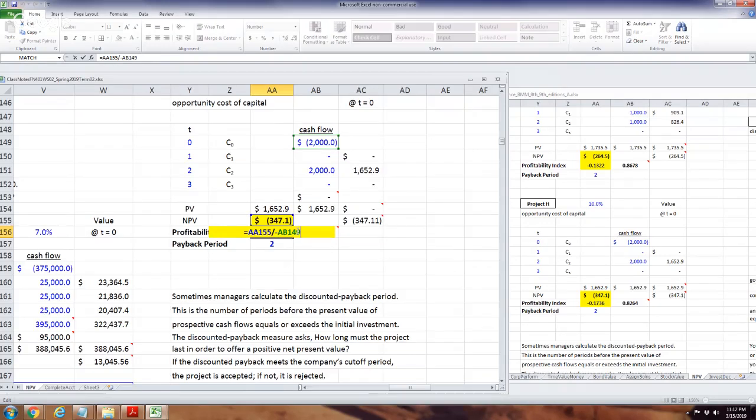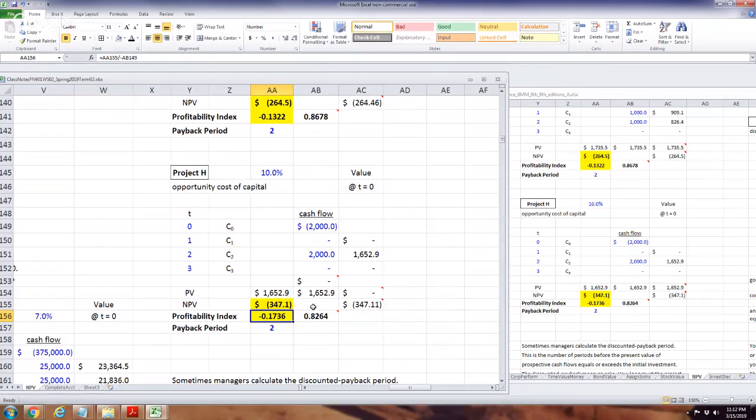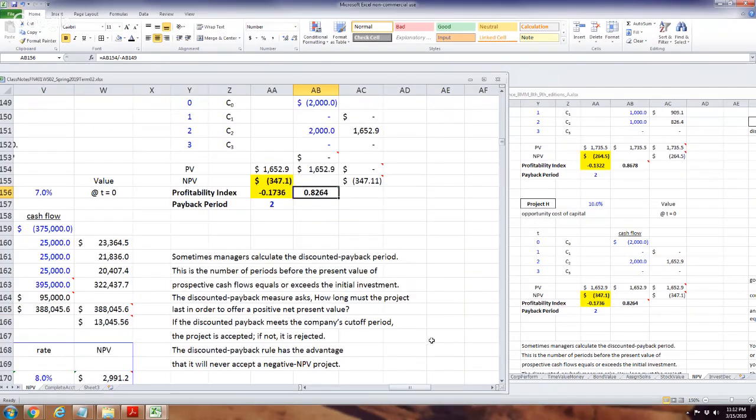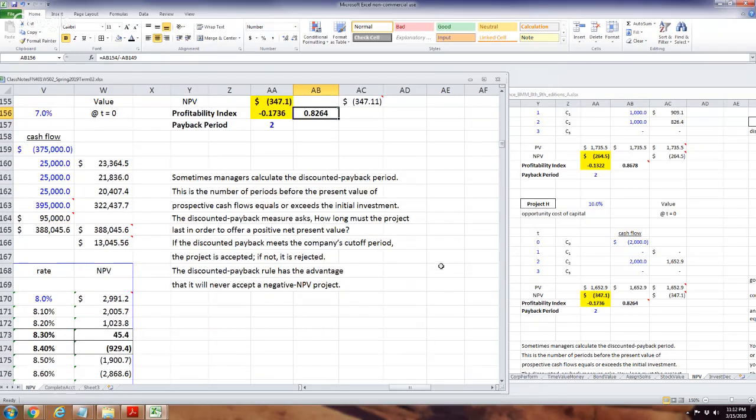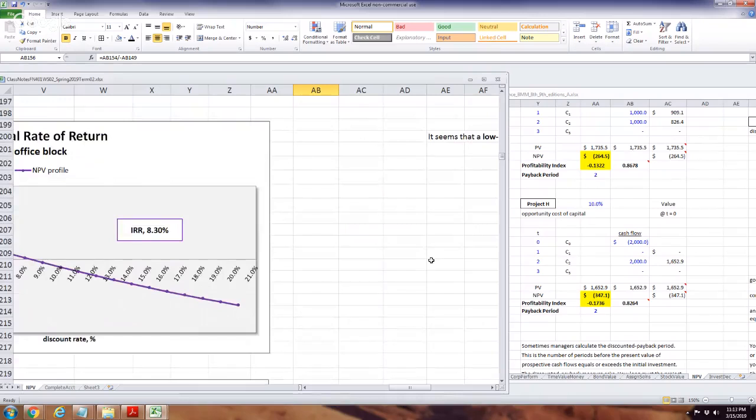This is the NPV over the investment, but if it's negative, how much do those things really help you, versus the present value over the investment, which might be a little more realistic, but you're still looking at a 2-year payback. Sometimes management calculates its payback period as when the present value of the cash flows equals or exceeds the initial investment. If it meets the company cutoff policy, the project is accepted, otherwise rejected. And this will never accept a negative NPV project.